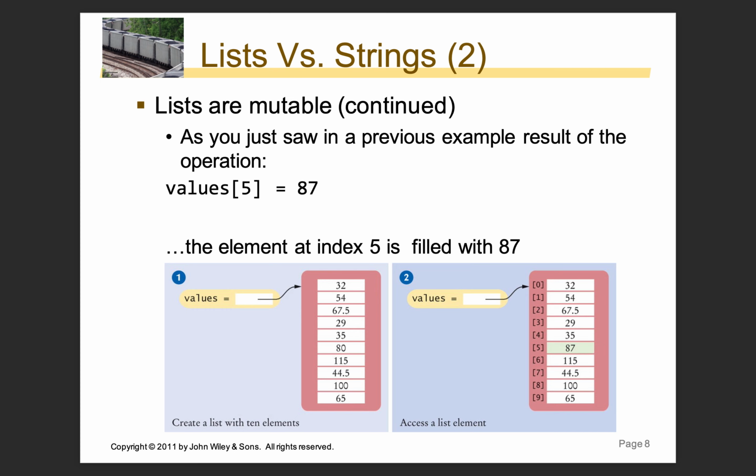Okay, so this is what I've just scrolled back to, but lists are mutable. As you saw in the previous example, the result of the operation values[5] = 87 updates the value at index 5 with the value 87. Okay, showing that they are mutable. You can update the values in a list.